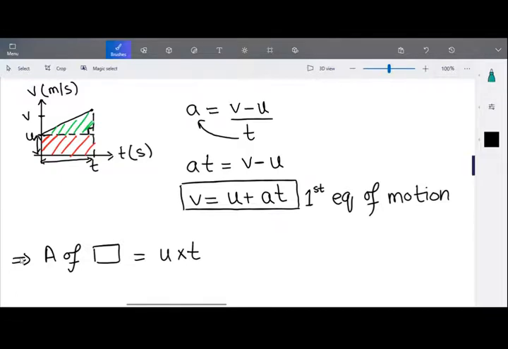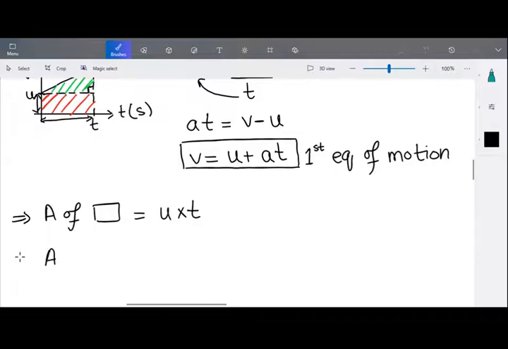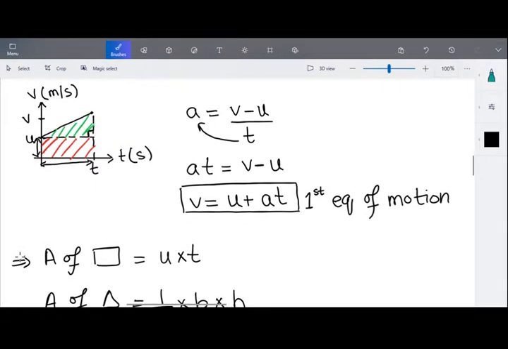If you want to find the area of a triangle, you know the formula. It's half times the base of the triangle times its height. So let's think about the base of the triangle. It's just going to be this length over here, which is the same as t, the length of the rectangle. But let's think about the height of the triangle. It's just going to be this length over here.